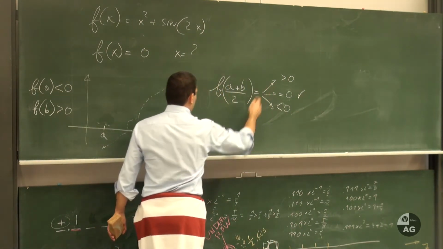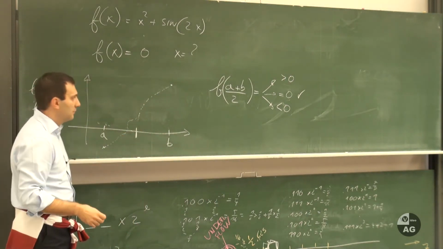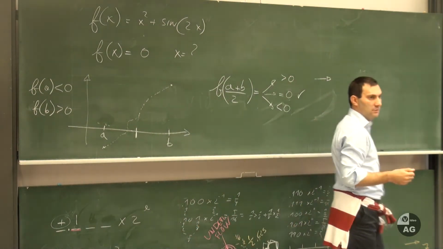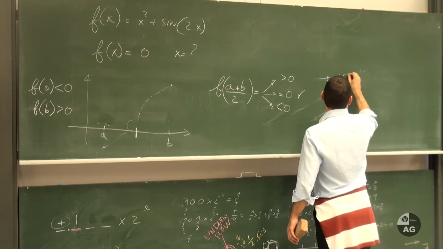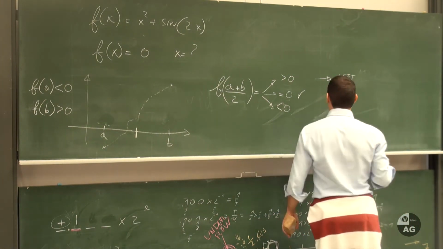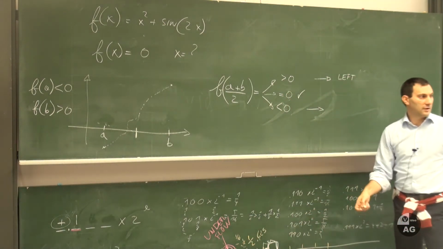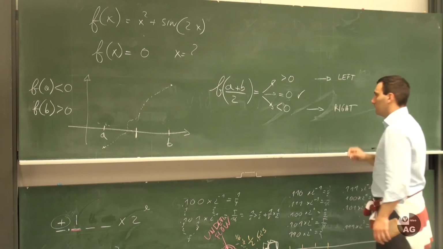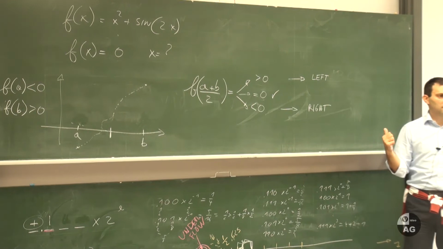Let's say that f in the middle is still greater than 0. Then what should I do? Yes, then you're saying go left. And now we're going to write it out. If it's less than 0, I go right. Okay. Anybody confused so far? No.